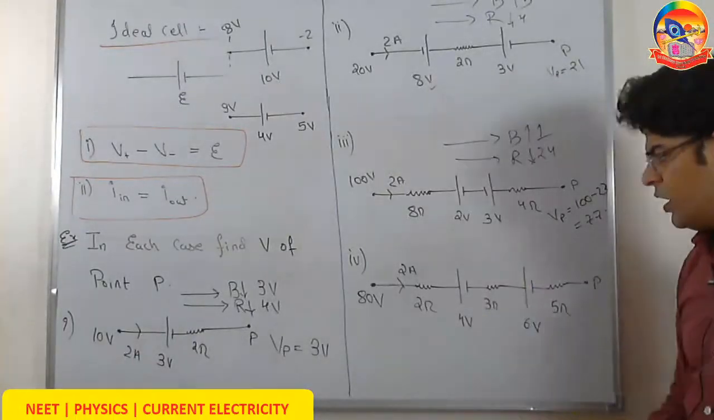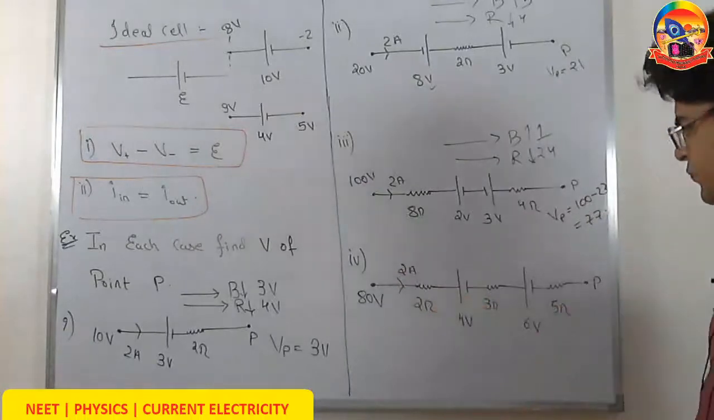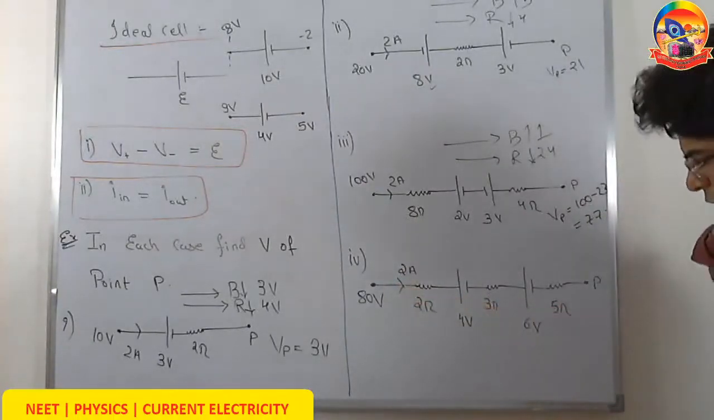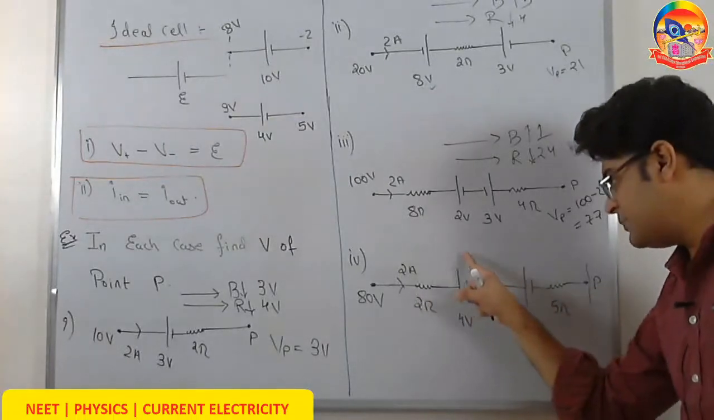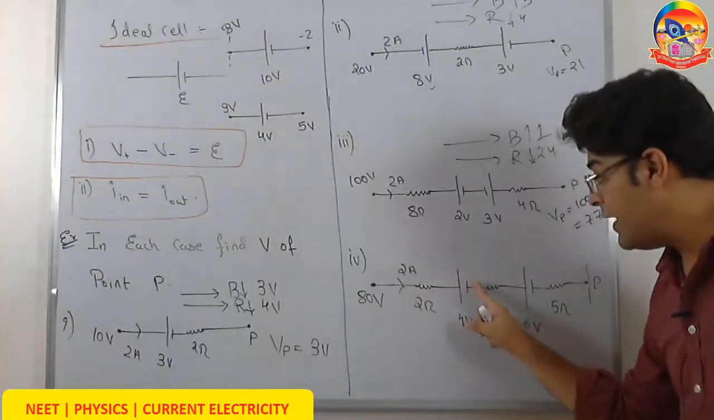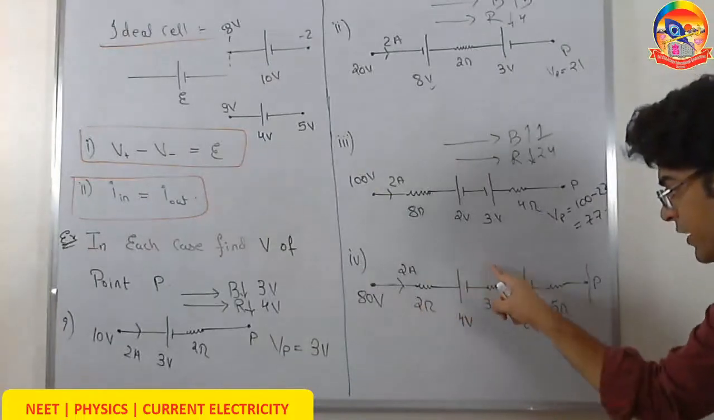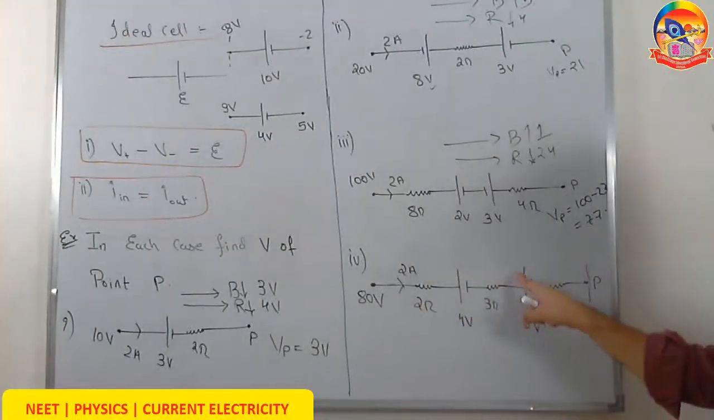Next example. The potential of left hand is 80 volt. A current of 2 ampere flows. What is the potential of point P? Going from left to right, because of this battery, decreases by 4. How do you know decreases? Look at the polarity. Going from left to right, because of this battery, on going to right, potential decreases by 4. Because of this, decreases by 6.